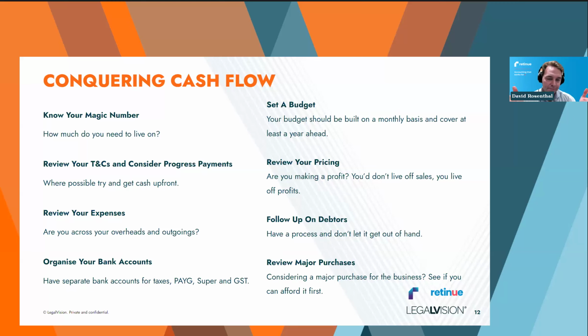And then finally, review major purchases. Do you need that shiny new ute? Do you need the new BMW? Is it going to help generate income? Make sure when you review the major purchases, can you afford it? Because remember, you're going to be paying for that with profit. And if that profit is used up on your magic number, you're going to have a bad time.